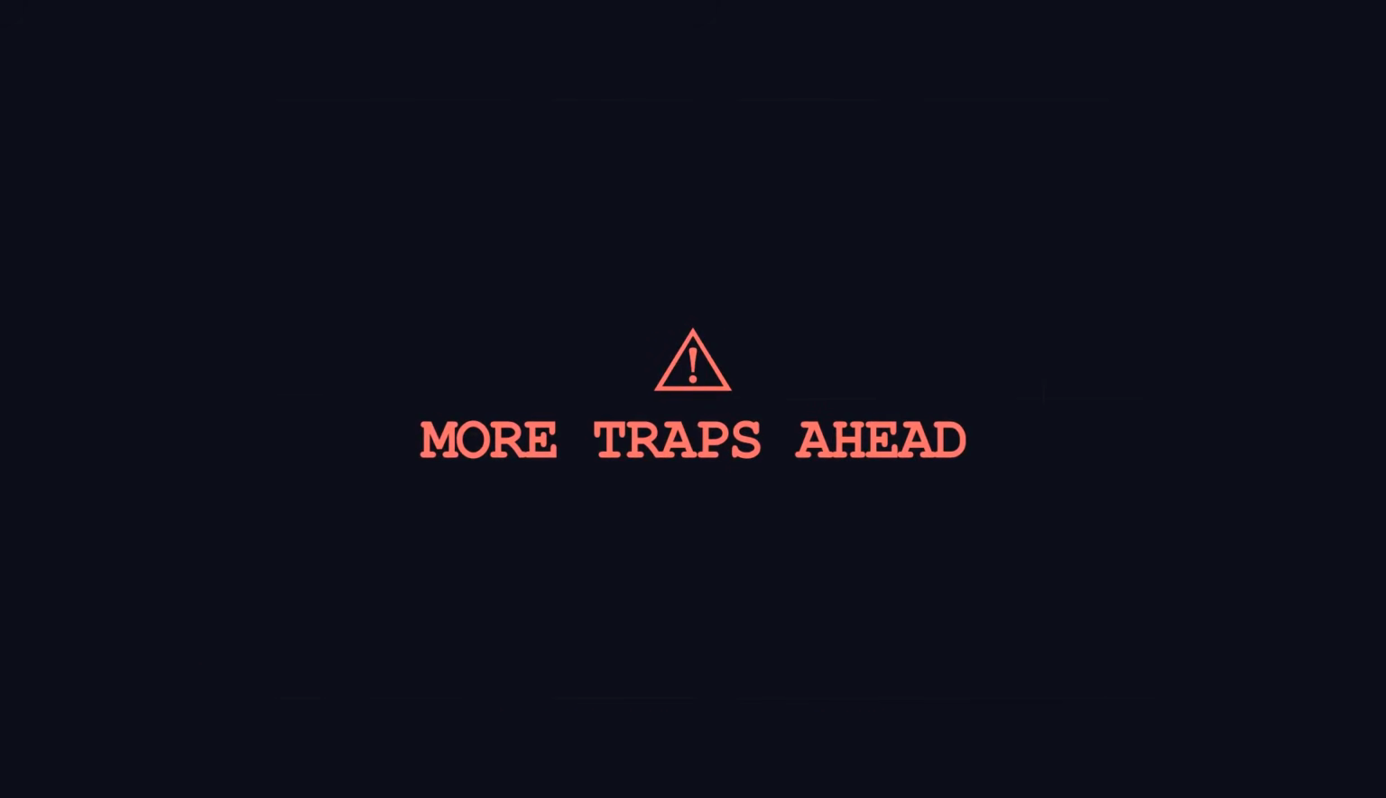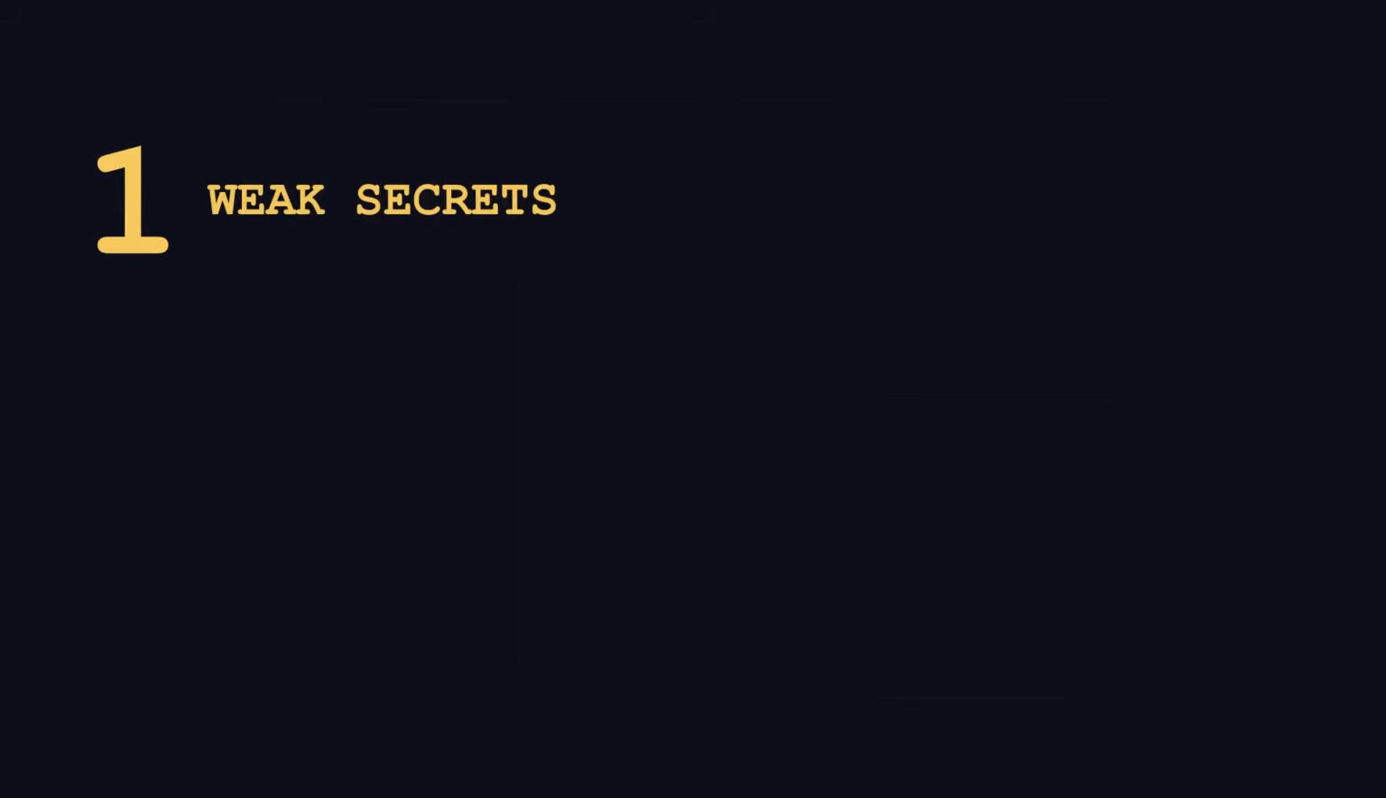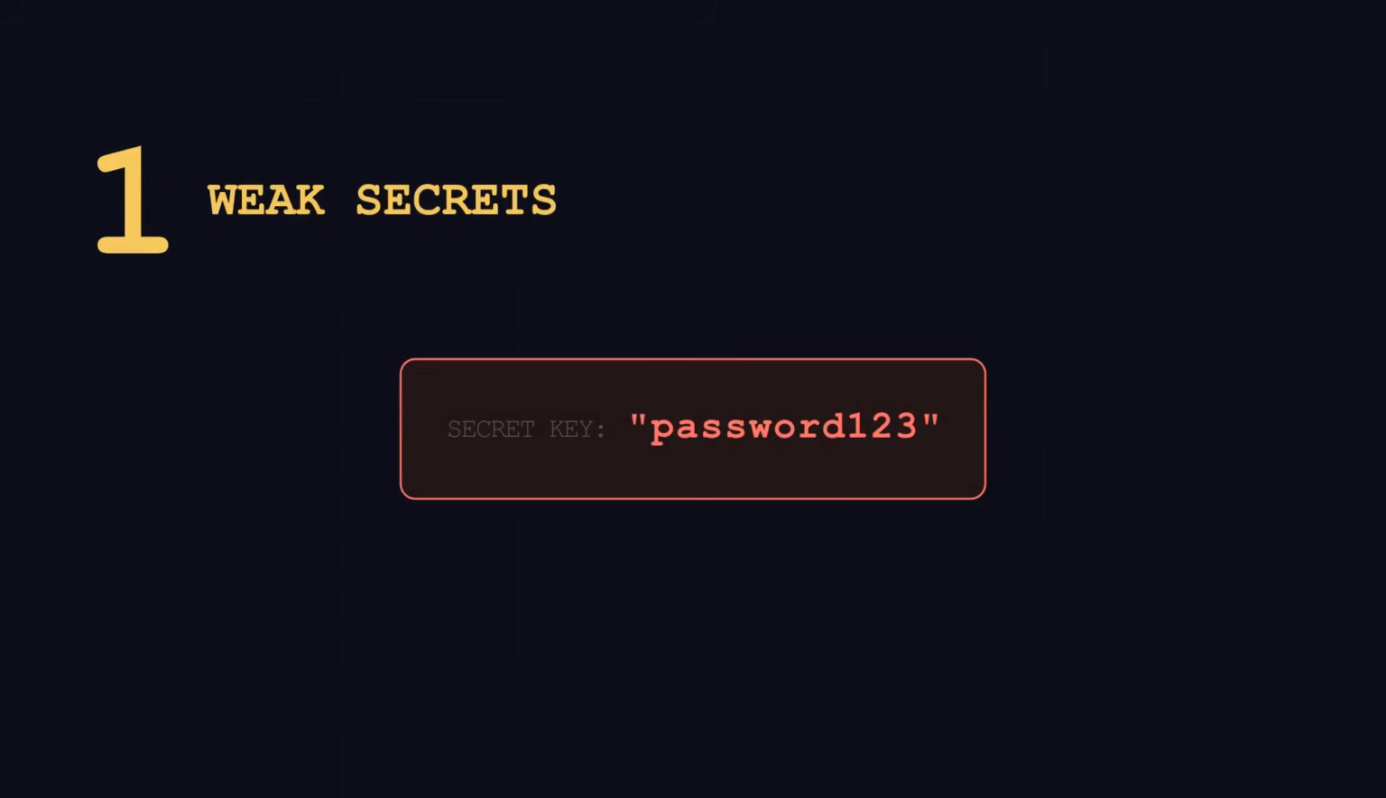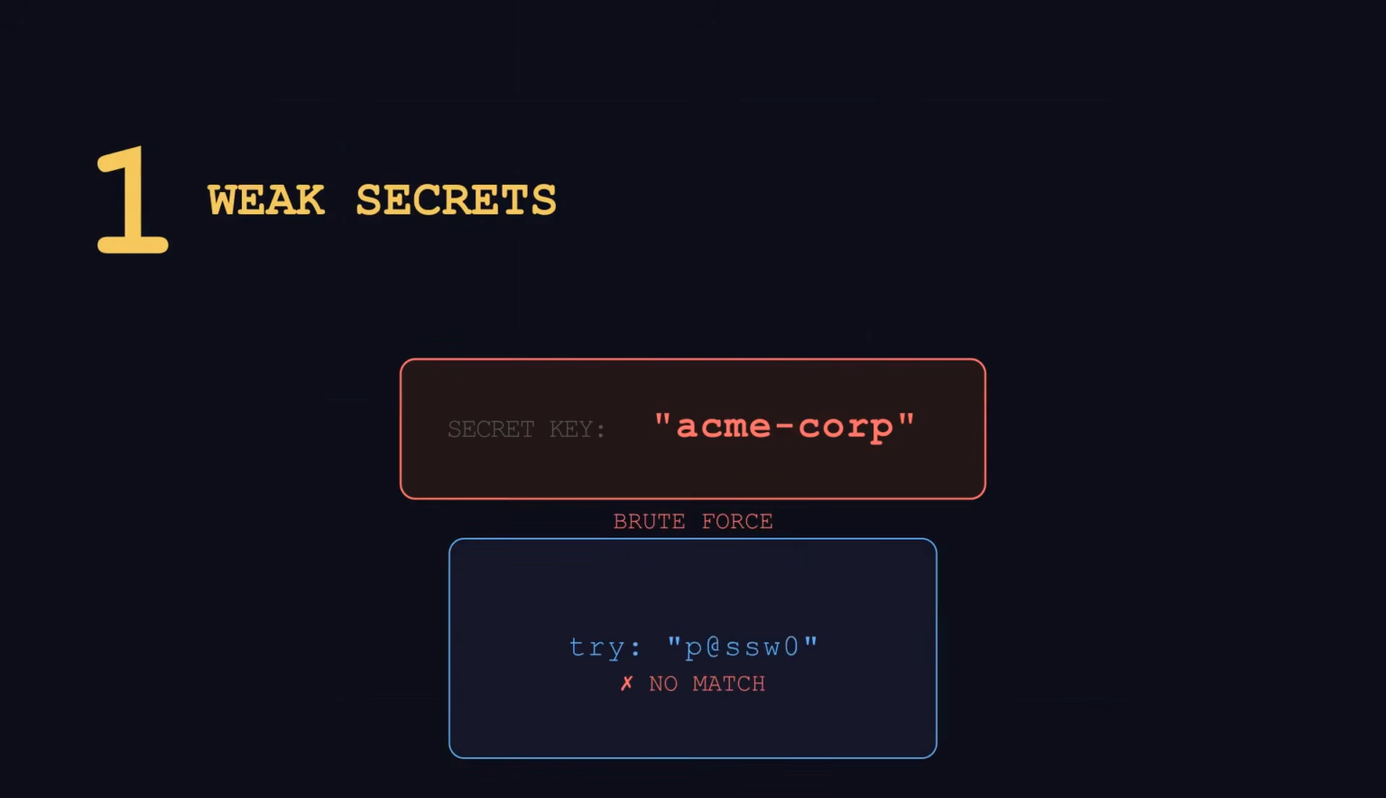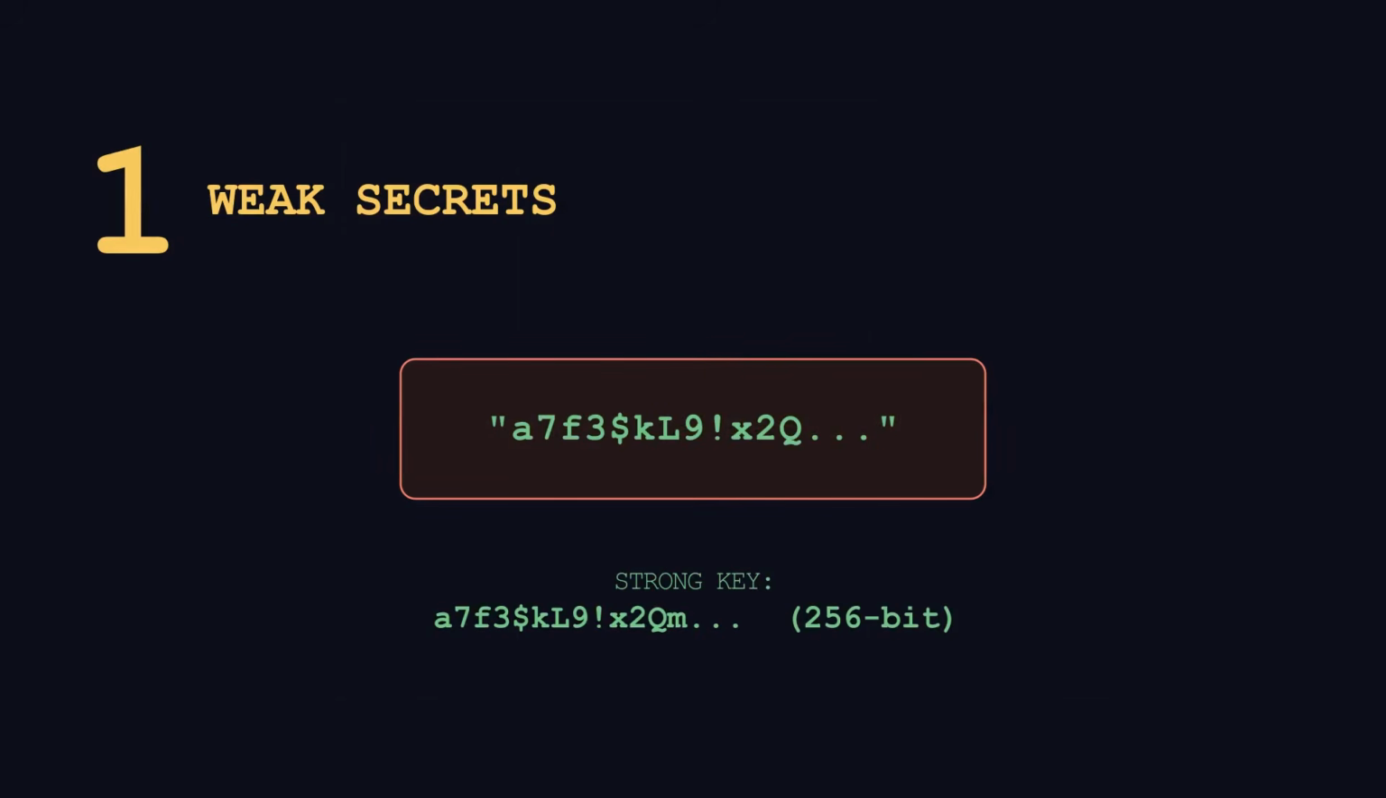The alg none attack isn't the only trap. Here are the mistakes that still bite teams in production. First, weak secrets. If your signing key is password123 or your company name, an attacker can brute force it offline. They have the header and payload in plain text. They just need to guess the key until the signature matches. Use at least 256 bits of randomness.